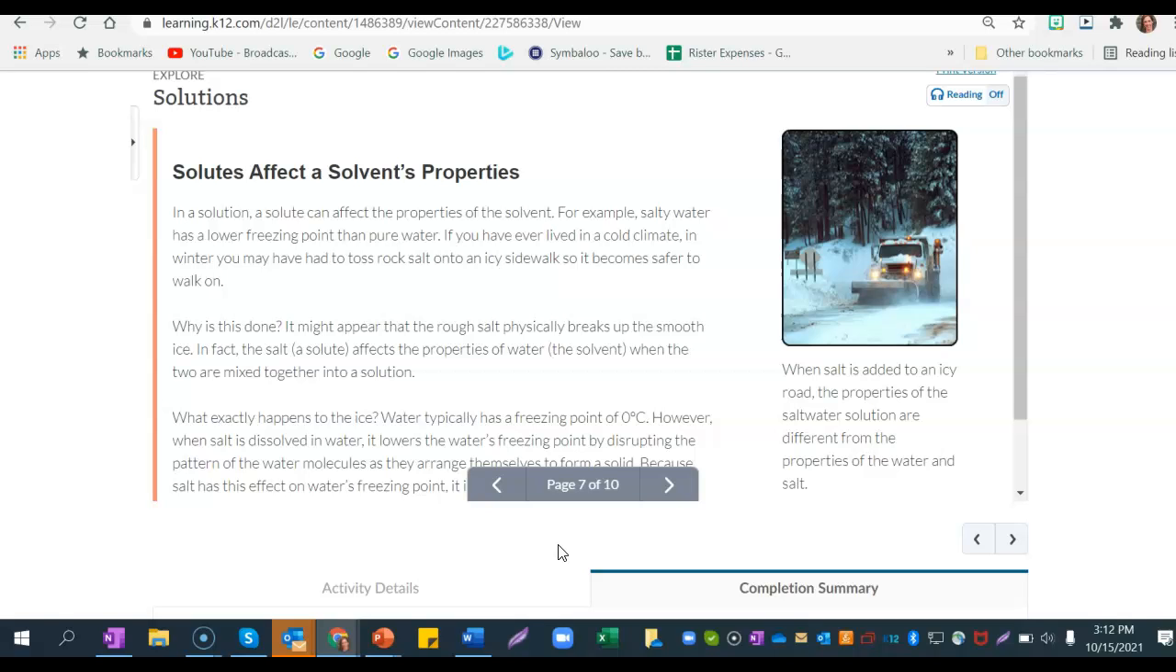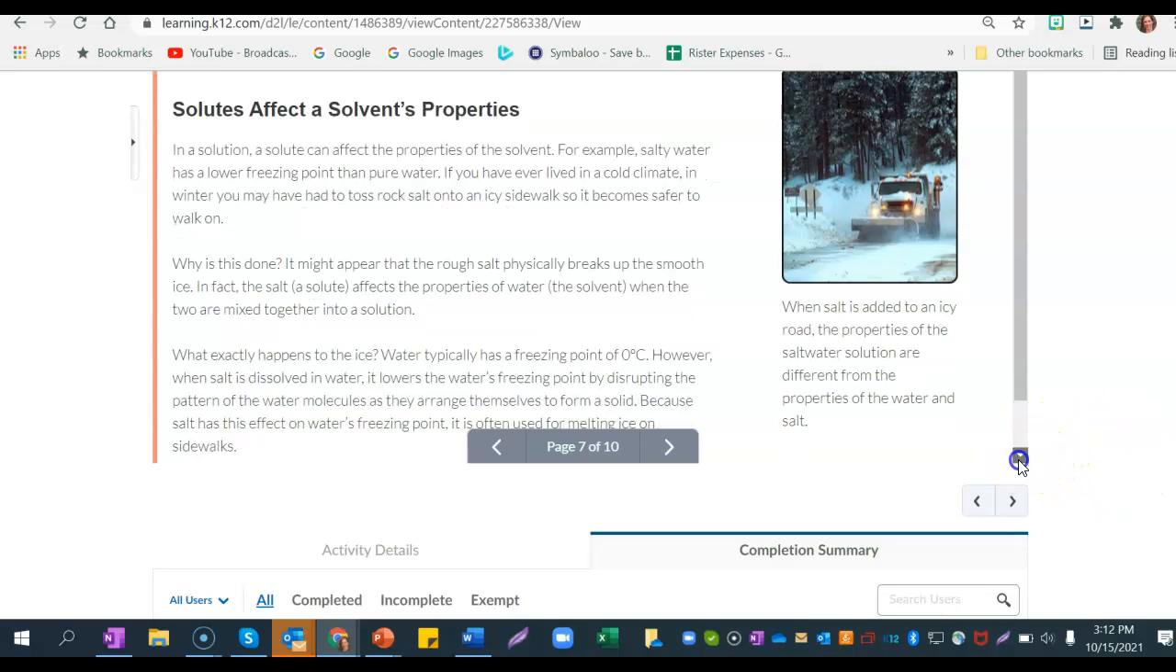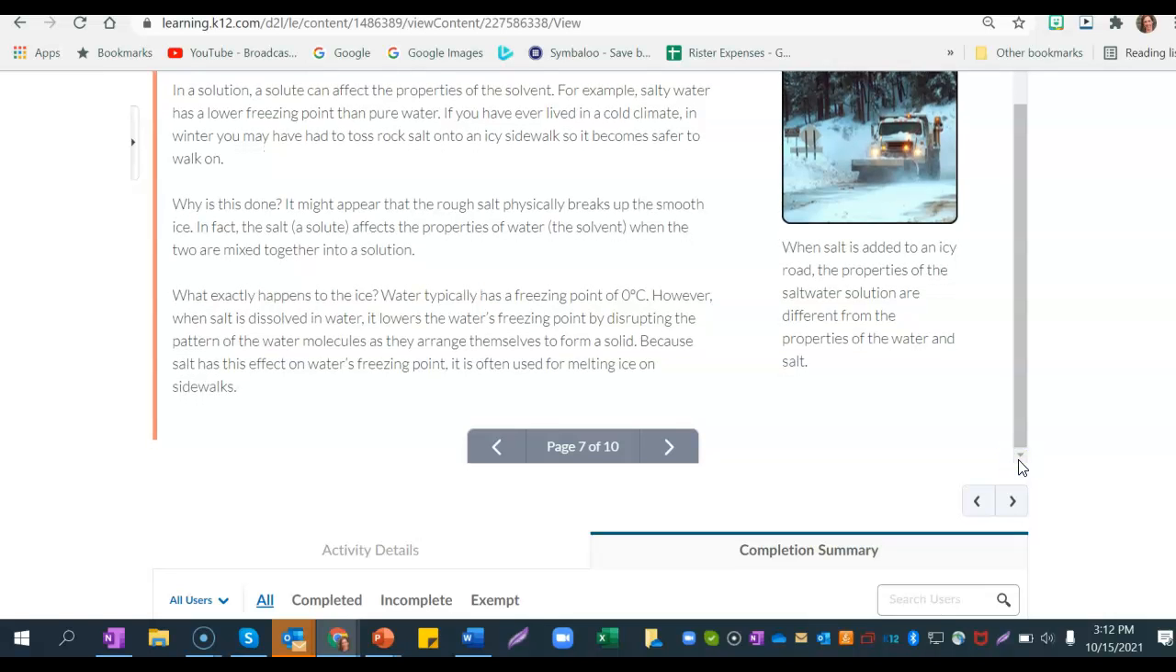What exactly happens to the ice? Water typically has a freezing point of 0 degrees Celsius. However, when salt is dissolved in water, it lowers the water's freezing point by disrupting the pattern of the water molecules as they arrange themselves to form a solid. Because salt has this effect on water's freezing point, it's often used for melting ice on sidewalks.